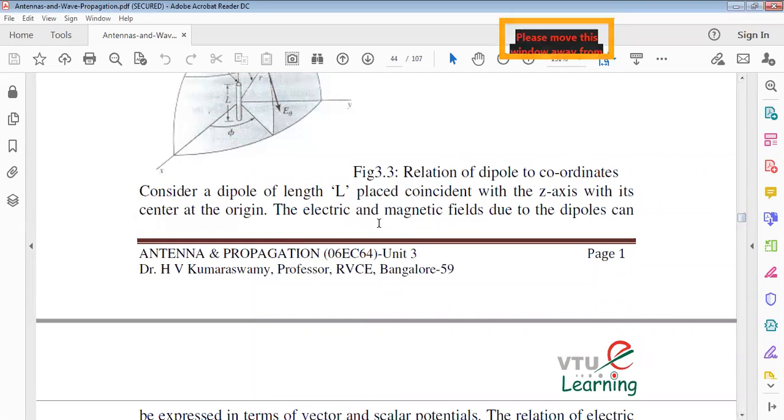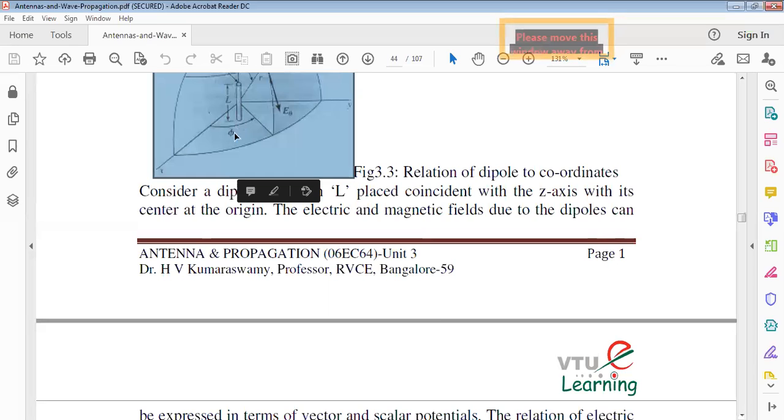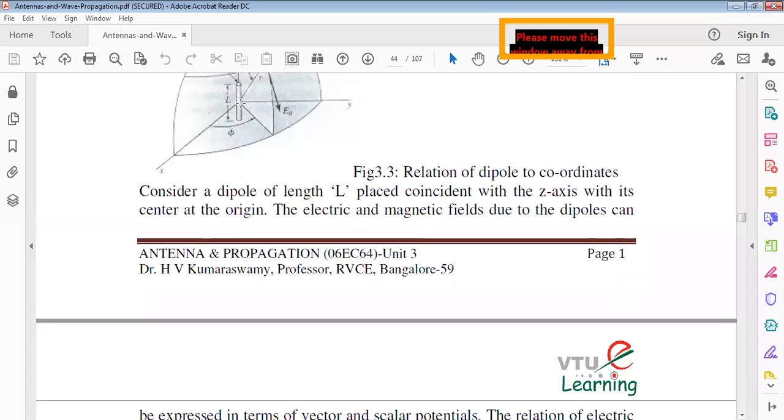Okay, so consider a dipole of length L placed coincident with the Z axis with its center at the origin. This is the center, the point 0 0 0, which you already know. I just have to consider this length, from minus L to L, with the xyz location of the center at 0 0 0. Its length is considered as minus L to L, that is 0 to L and minus L to 0.